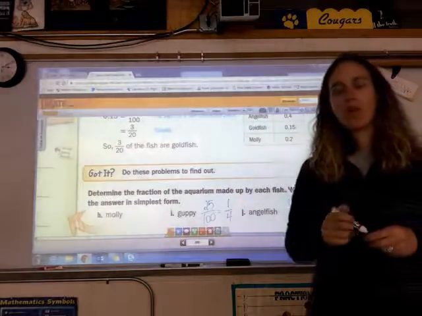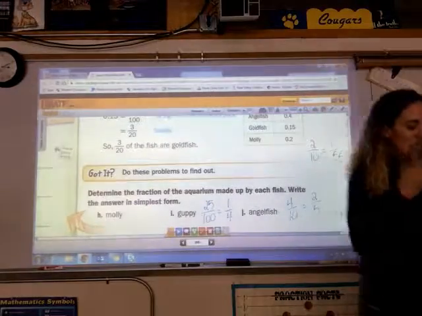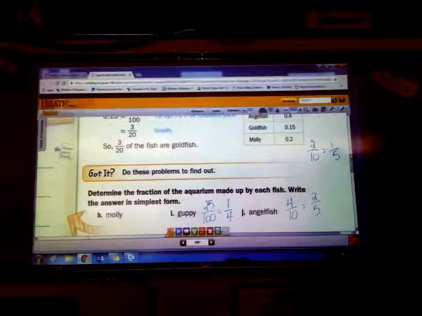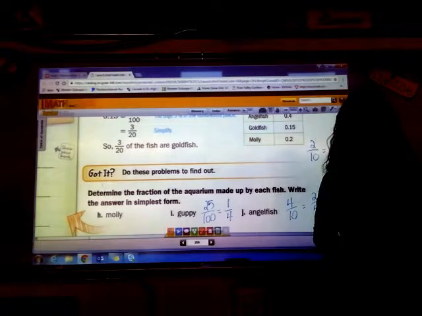Now, if you would take a moment and go ahead and work on your extra practice page in your book, you'll see it on the website as well, but that's going to be page 269.